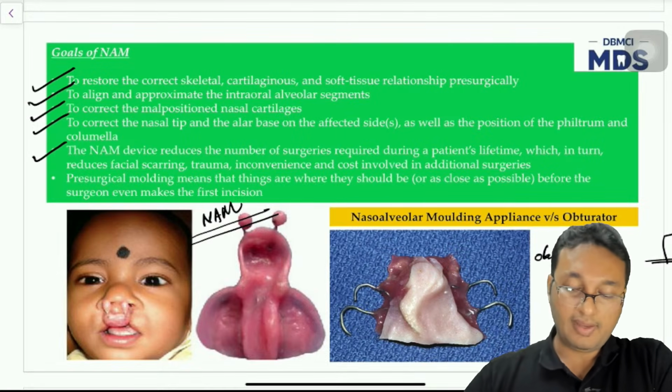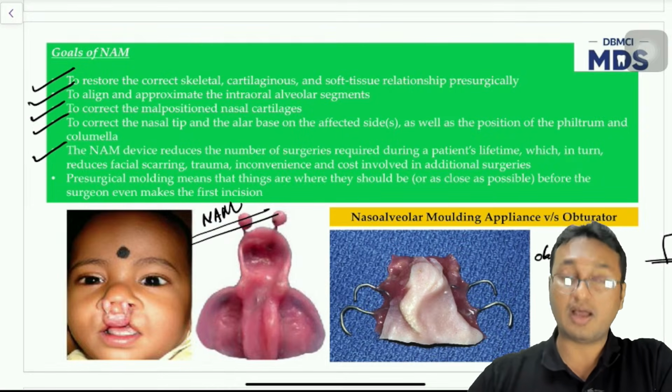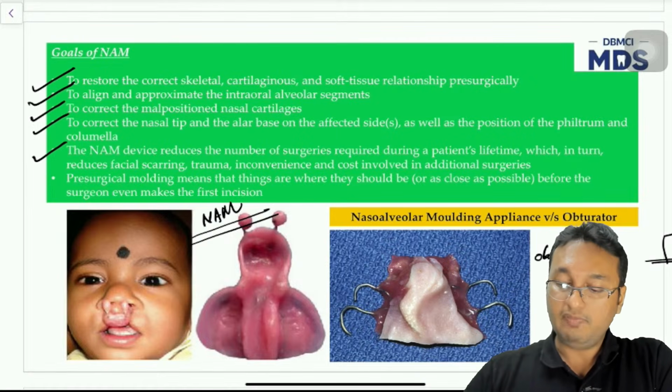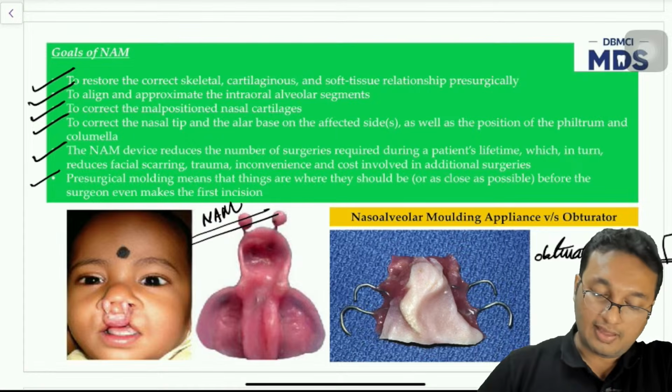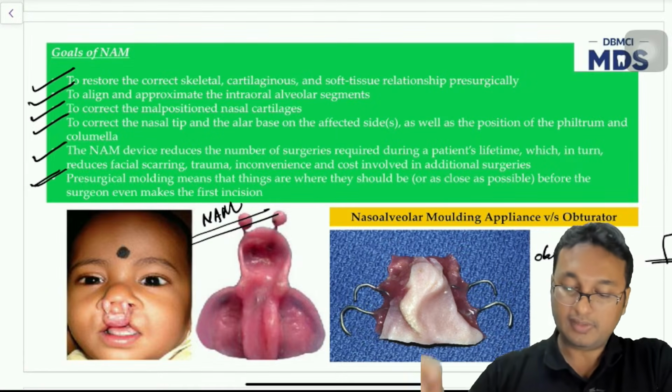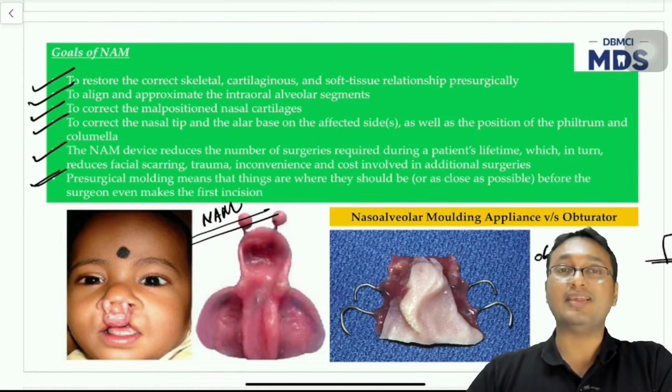The NAM device reduces the number of surgeries required during a patient's lifetime, which in turn reduces facial scarring, trauma, inconvenience, and cost involved in additional surgeries. And last but not the least, pre-surgical molding means that things are where they should be or as close as possible before the surgeon even makes the first incision.